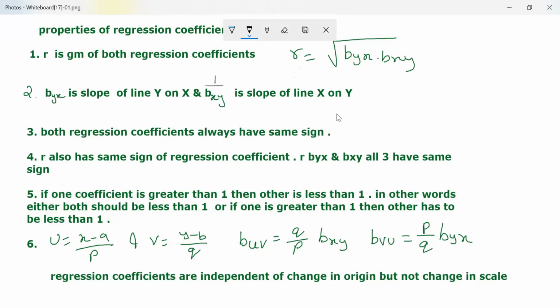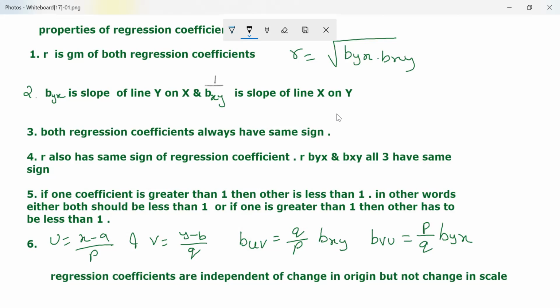R also has the same sign as the regression coefficients. So if byx and bxy are positive, then R is also positive. If they are negative, R is also negative. So all three, R, byx and bxy, have the same sign.